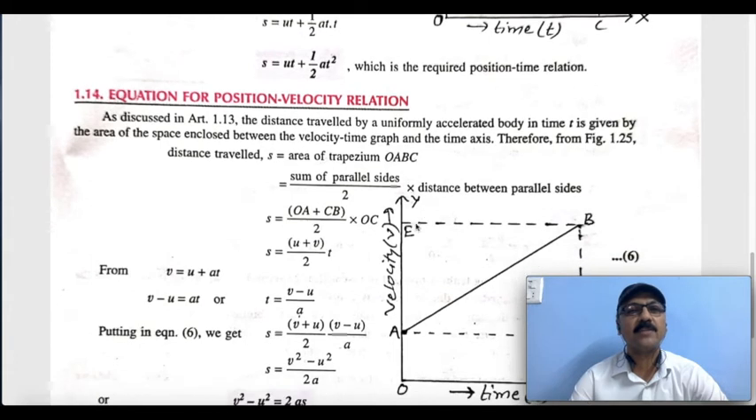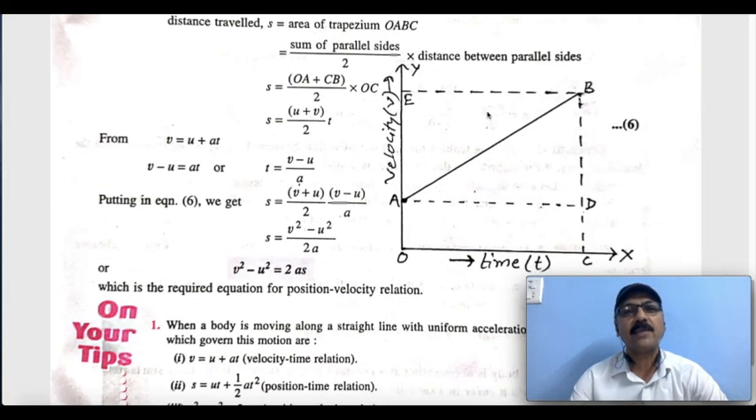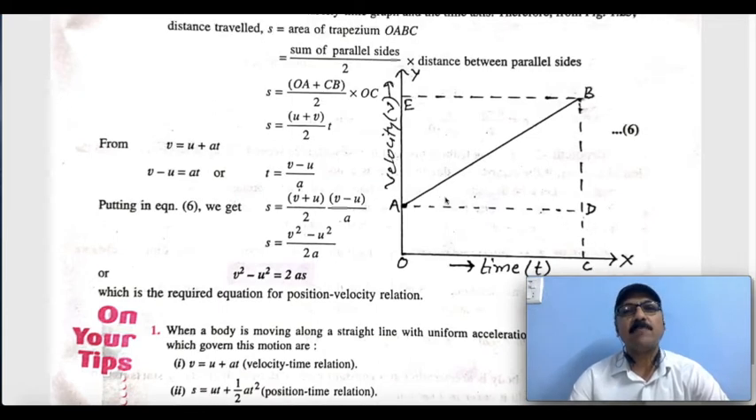This one is the second equation of motion, or position time relation. Then the third one, the last equation, is the position velocity relation. Again the graph is the same here. This one is the acceleration, this is the velocity, the change in velocity here is BD, BC is the final velocity, and CD is the initial velocity. Again the velocity time graph shows the distance here. So the area under the velocity time graph is equal to distance. So distance equals area of trapezium. Look at that here, the trapezium is OABC.